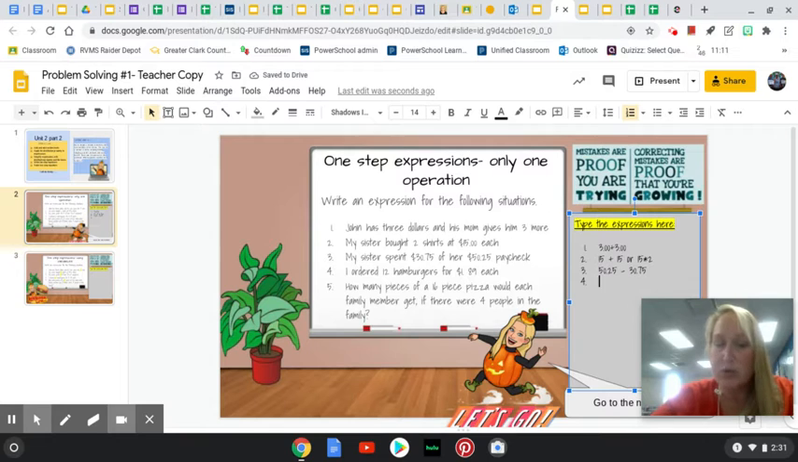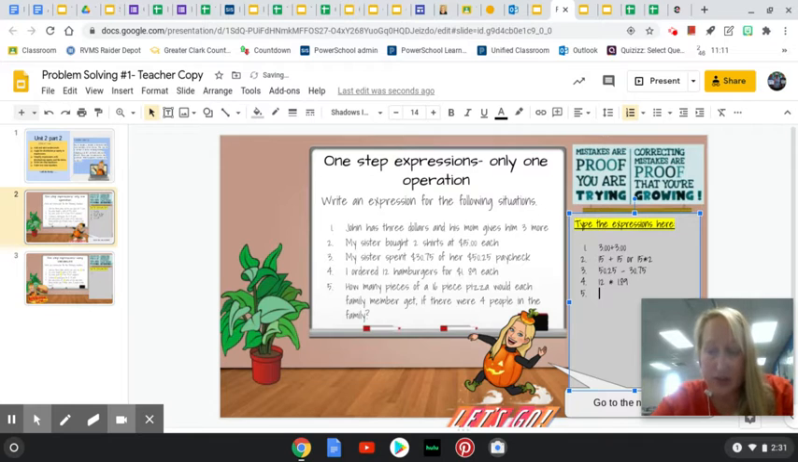The next one says, I ordered 12 hamburgers for $1.89 each. So if you remember correctly that there were 2 options here, you have another option. You can say $1.89 plus $1.89 plus $1.89 plus $1.89, 12 times. Nobody wants to do that. You can, but you don't want to. So my preference for this expression would be to say, I bought 12 hamburgers times $1.89.